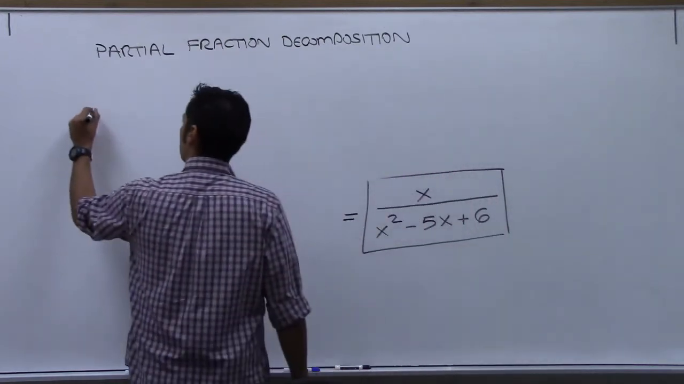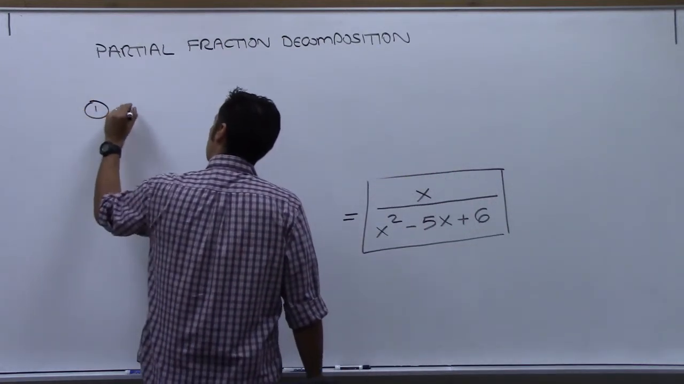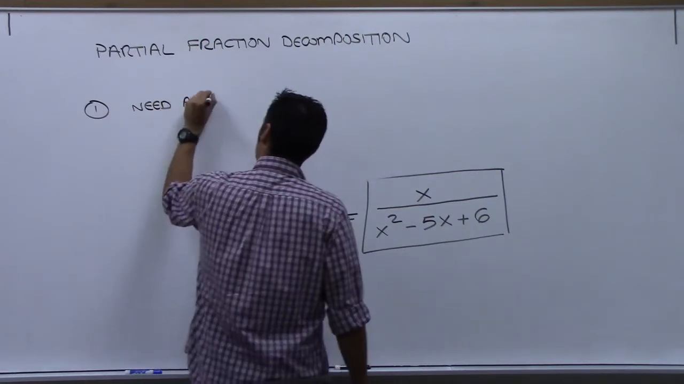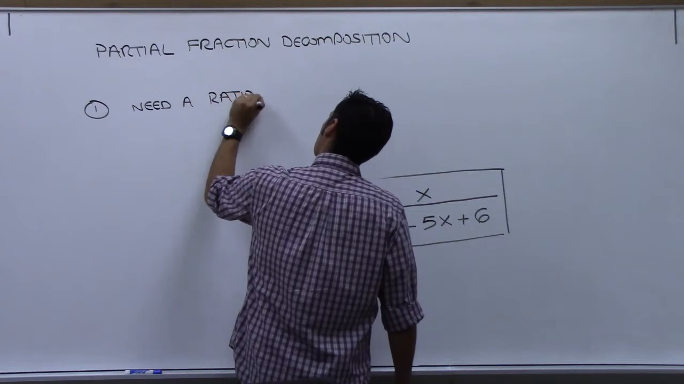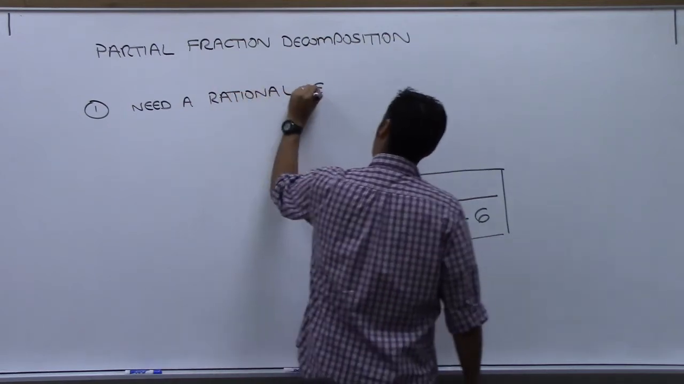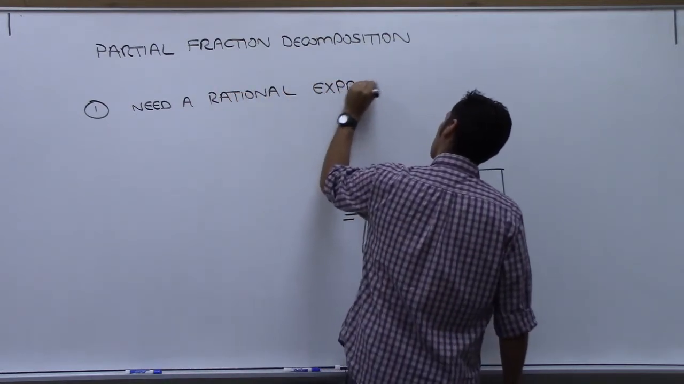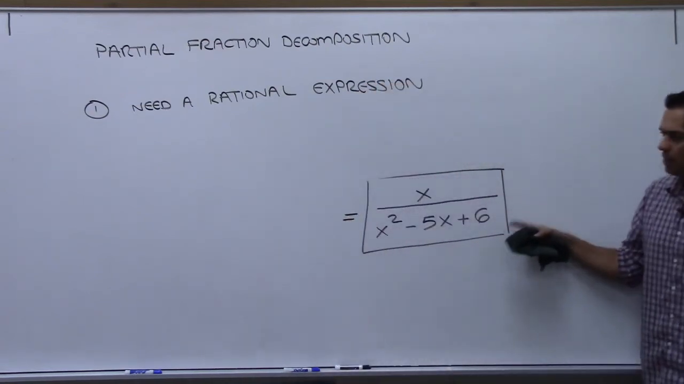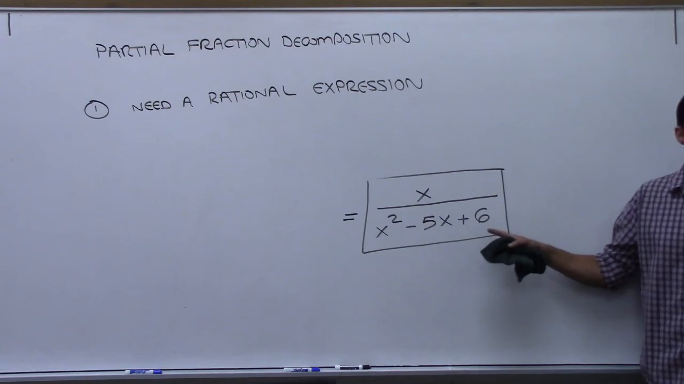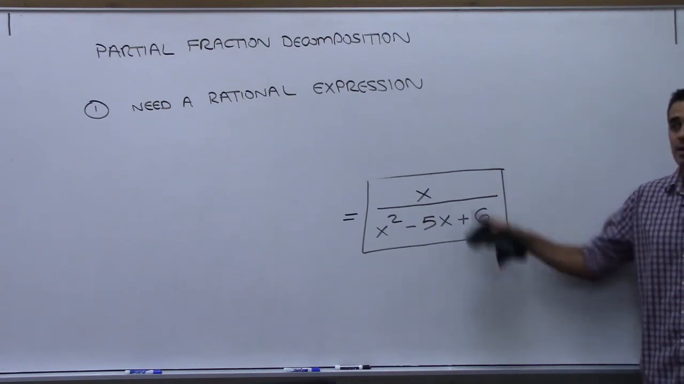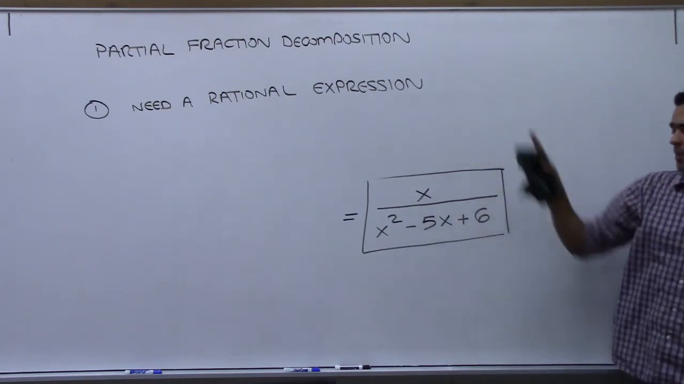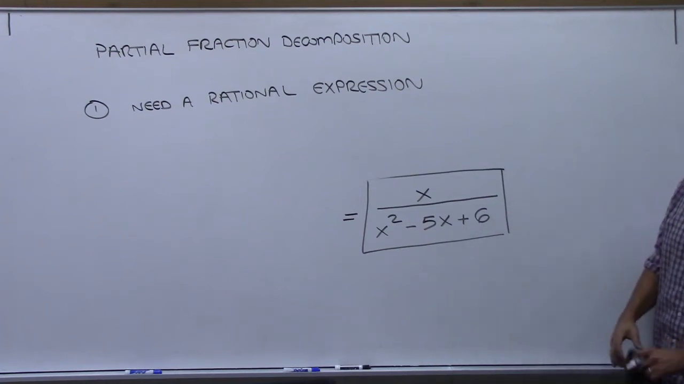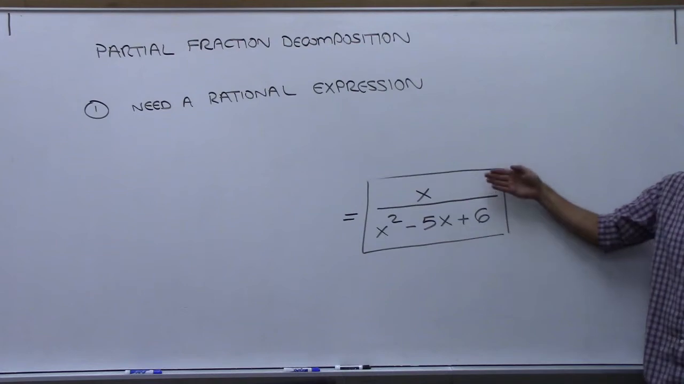First step, you need a rational expression to even begin this. Is this a rational expression? Yes? So I'm keeping this on the board because this is going to be our first example. We know what it needs to turn into in the end, right? But first thing we do is look at it. Is it a rational expression? Sure, it's a polynomial divided by a polynomial, right?